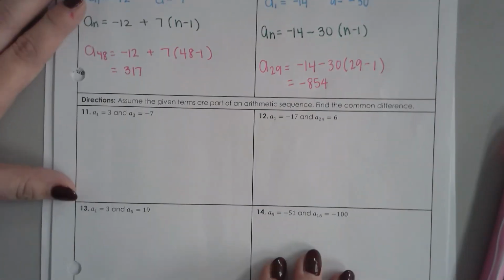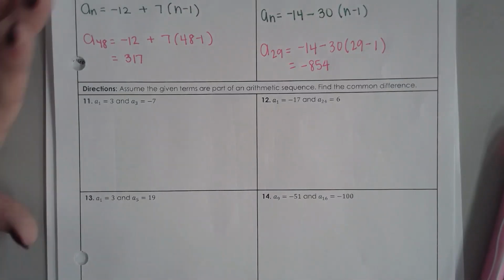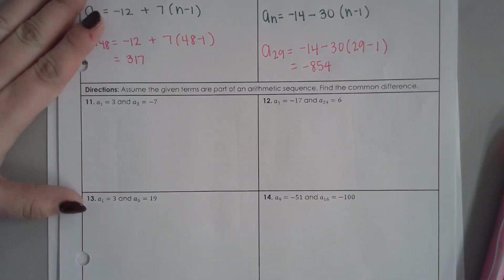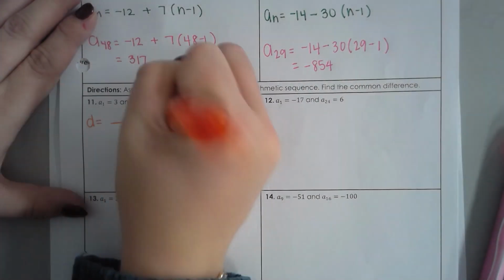Alright. Now, the next types of questions you're going to see, I'm going to give you two random terms and ask for the common difference. So the whole pick one and subtract the one before it is not going to work because you don't have two in a row. So what we're going to do is use a formula that's basically the slope formula that you learned. You're going to have a fraction.